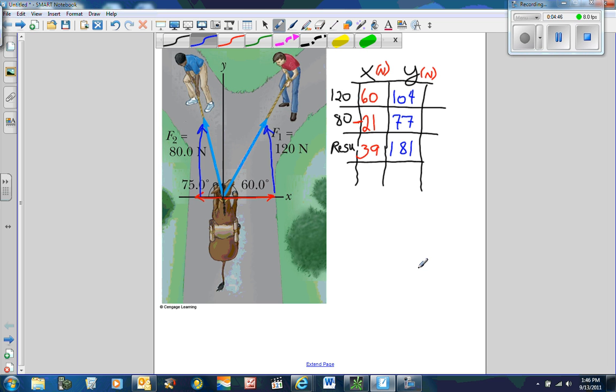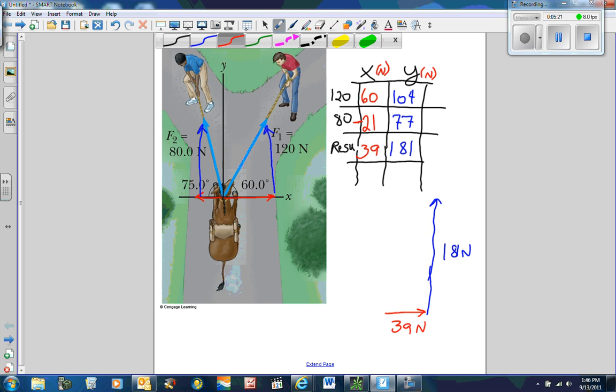If I redraw this, it means I got a big force in this direction, that is 181. So you can tell this is going to be in the first quadrant. In other words, this guy's pulling so much more that the mule is going to be pulled kind of to the right a little bit. And then my red, my x, is 39. So it's going to be a little shorter here. Not drawn to scale.